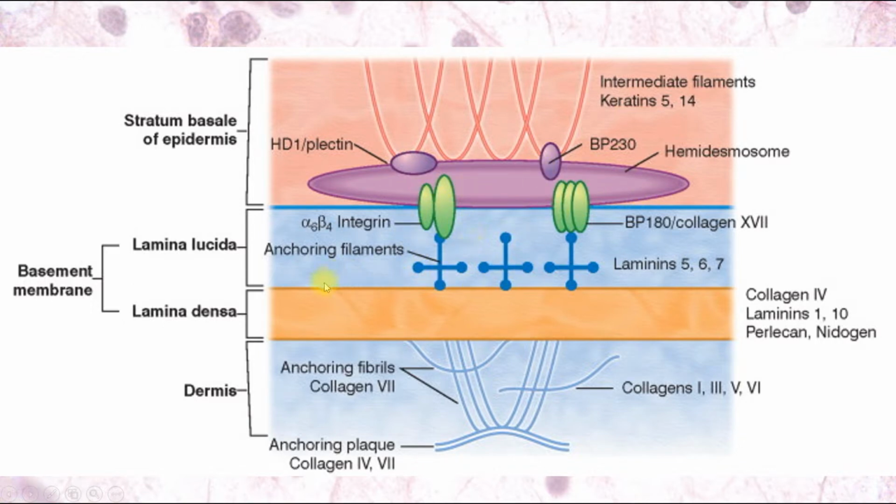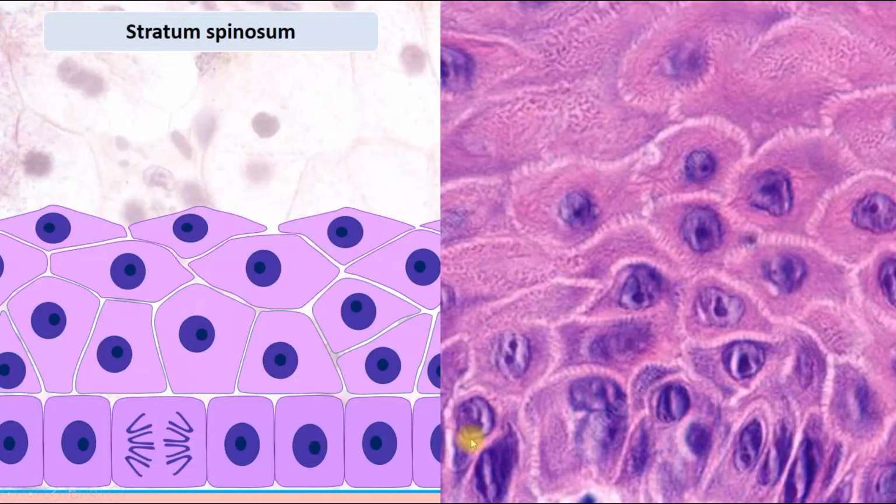And basement membrane is attached to the collagen fibers of underlying dermis. It's papillary dermis, and there are special collagens which attach this hemidesmosome, and they attach this basement membrane to underlying connective tissue. And here we can see connection between epidermis and underlying dermis.